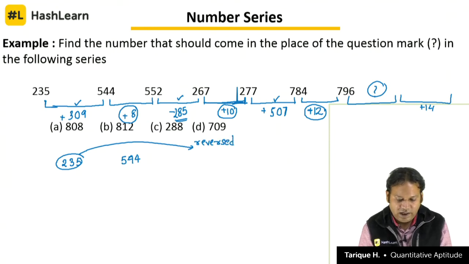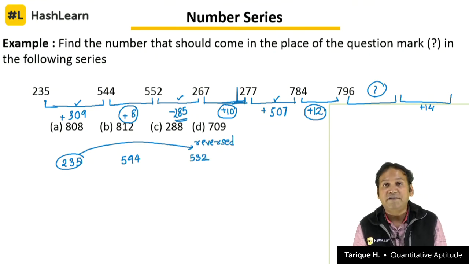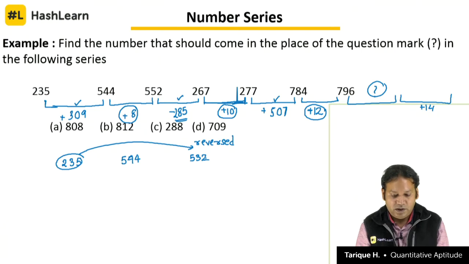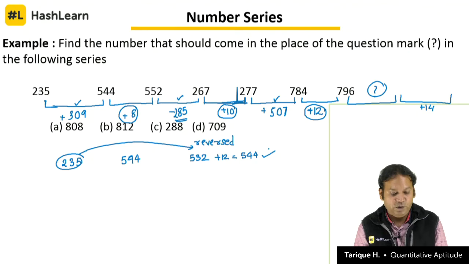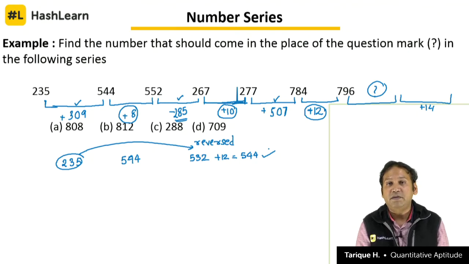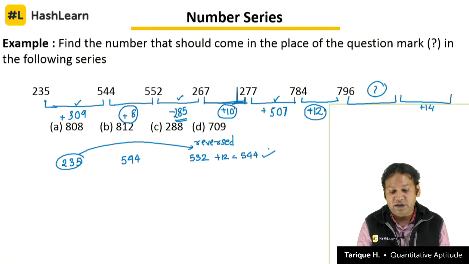If 235 is reversed, it becomes 532, and 532 plus 12 is equal to 544. Can you see how we are getting 544? 235 is reversed, it becomes 532, and then 532 plus 12 gives you 544. Now that is very surprising.